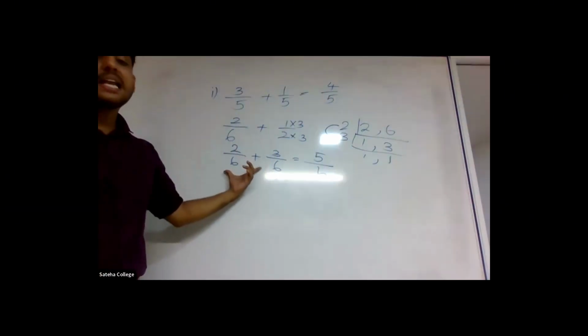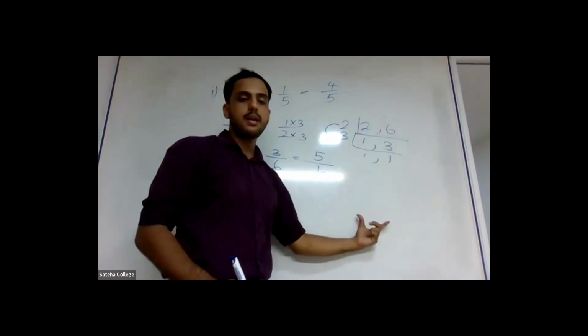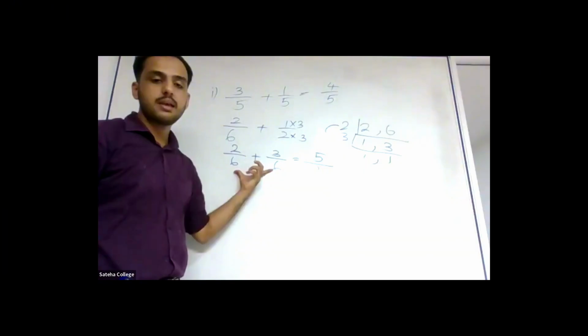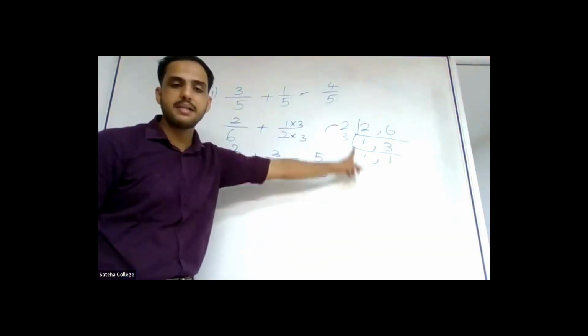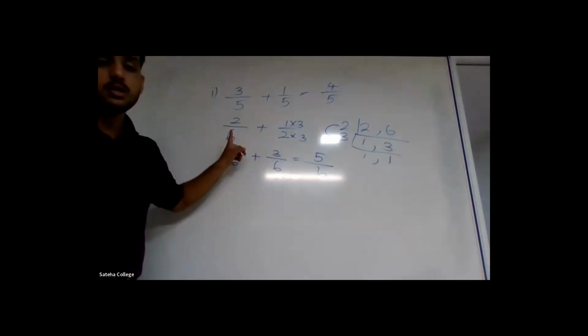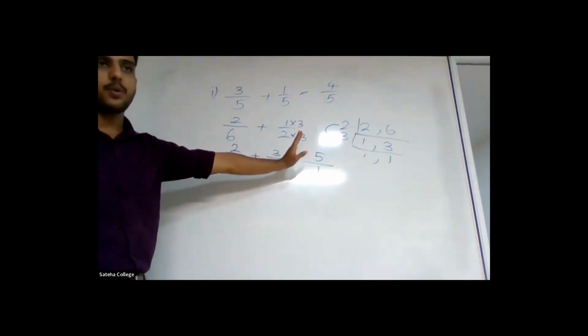If the denominators are different, first of all, find the LCM using the downward division method. Then convert both of the denominators to the same denominator after finding the LCM. Let's say the LCM is 10, you convert both of these denominators to 10. If it's 15, convert both of these denominators to 15 likewise.